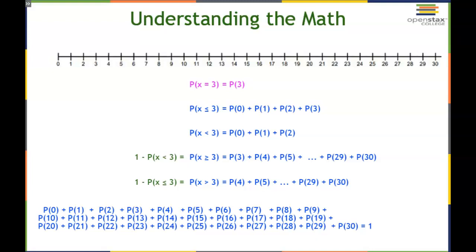Now, just to finish this up, the probability that x is less than 3 also has an opposite. I could say 1 minus the probability x is greater than 3. And if it's the probability that x is less than 3, strictly less than 3, then the opposite calculation that will give me the same answer is 1 minus the probability that x is greater than or equal to 3.